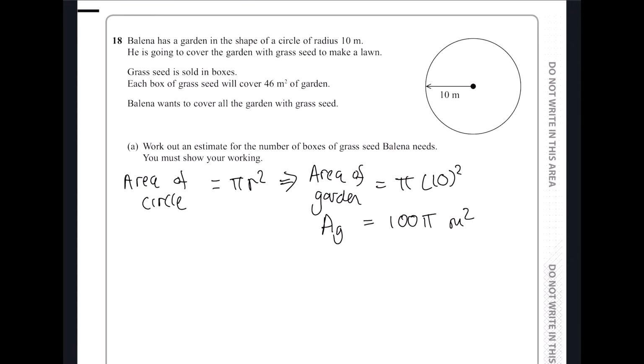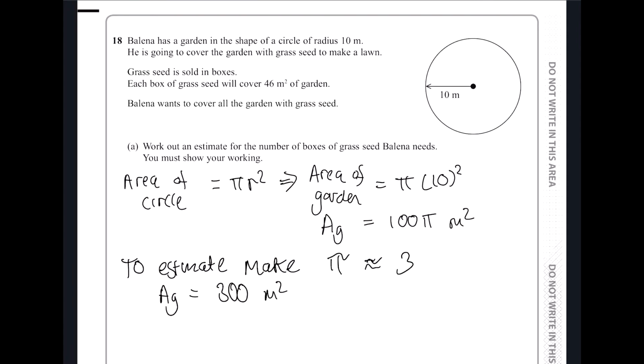So then each box of grass seeds will cover 46 meters squared, right? But we have a total of 100 pi meters squared. And if we're trying to estimate, what we can say is make pi approximately 3. So we know pi is 3.14 and it sort of continues forever, but for an approximation we could just assume that it's 3. And if we do that, then area of garden would be 3 times 100, which is 300 meters squared.